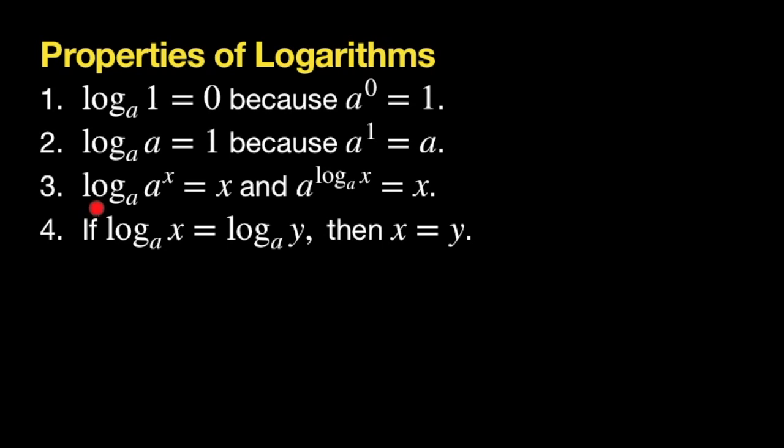If we have log a of a to the x power, this is going to be equal to x, because we know that a log of a cancels out and you're only left with x. And if you have log of base a of x, and that's equal to exactly log a of y, then we know that y and x are going to be equal to each other.